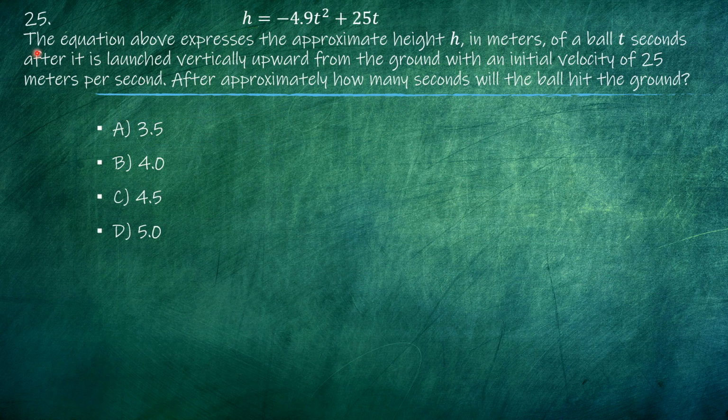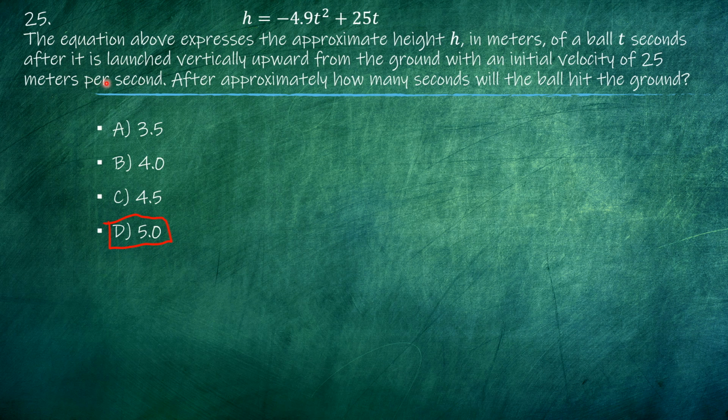Question 25. The equation above expresses the approximate height h in meters of a ball t seconds after it is launched vertically upward from the ground with an initial velocity of 25 meters per second. After approximately how many seconds will the ball hit the ground? Go ahead, pause this video and try to solve the question. The answer is D.